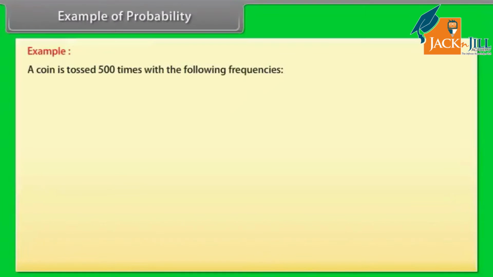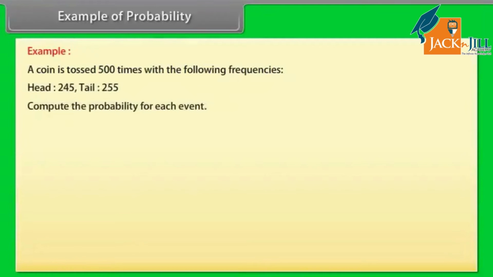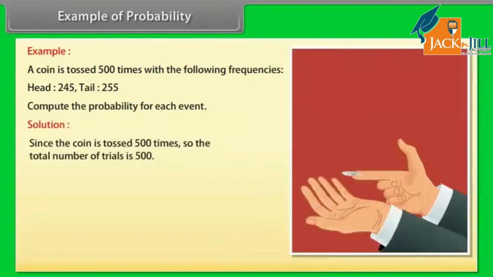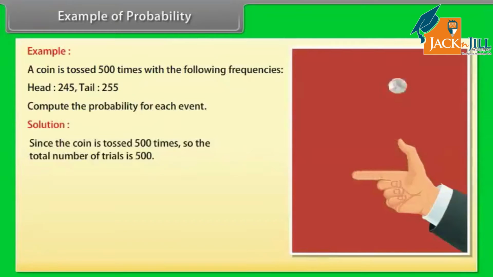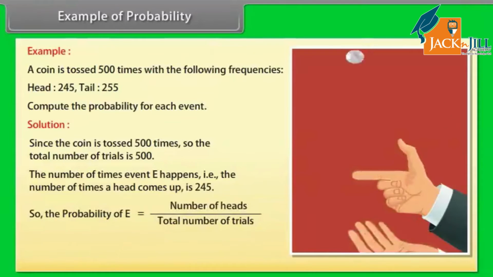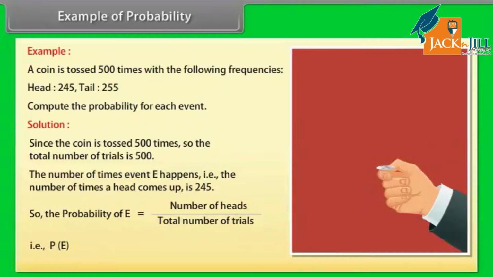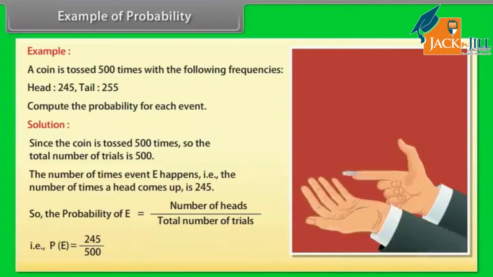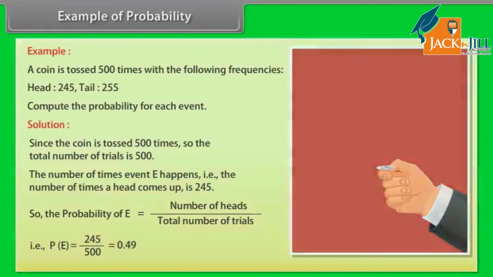Example of probability. Example. A coin is tossed 500 times with the following frequencies: head 245, tail 255. Compute the probability for each event. Solution. Since the coin is tossed 500 times, the total number of trials is 500. The number of times event E happens, that is, the number of times a head comes up, is 245. So the probability of E is equal to number of heads upon total number of trials, that is, P(E) is equal to 245 upon 500 is equal to 0.49.